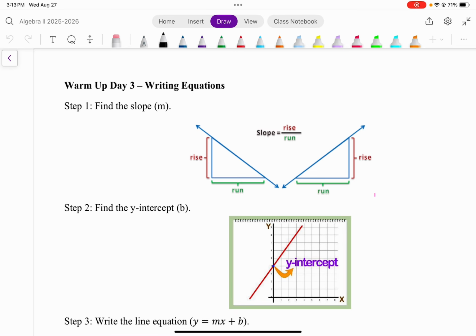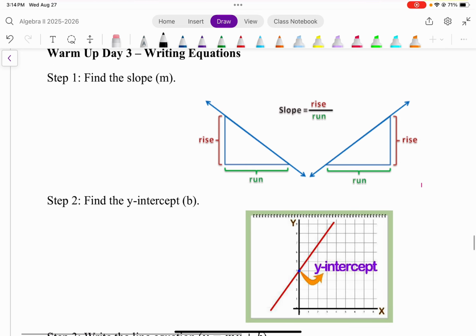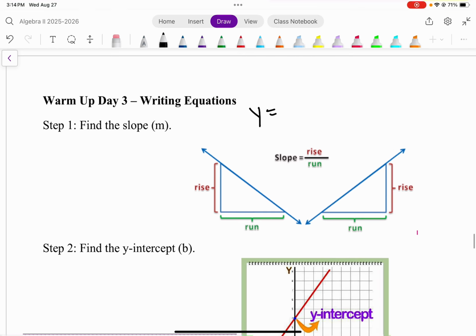Hello, this is the Unit 1 Day 3 warm-up. This one is just writing equations. Hopefully these ones go pretty quick for you. When you're writing an equation of a line, that's what we're going to be working with, you're going to use slope-intercept form where you have y equals mx plus b.